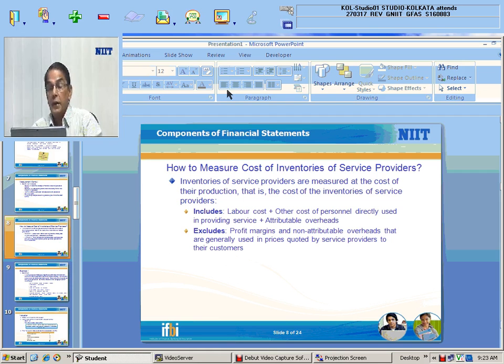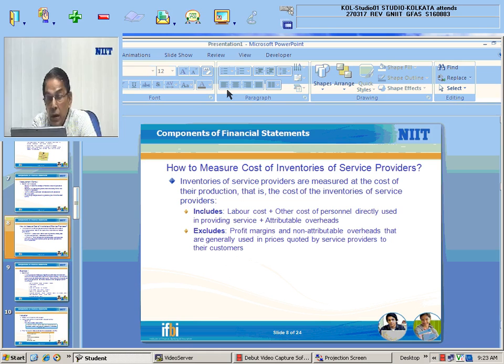So if a business is engaged in development of software, they are basically a service provider. So a software which is still in the process of development, how is the cost of that inventory measured? Basically labor cost plus other cost of personnel directly used in providing service plus attributable overheads will be taken into account for determining the cost of the inventory.